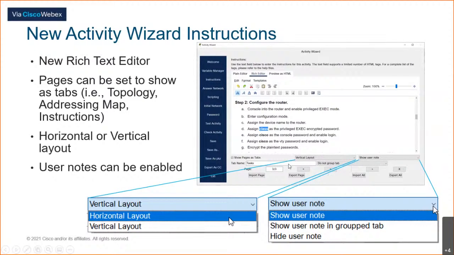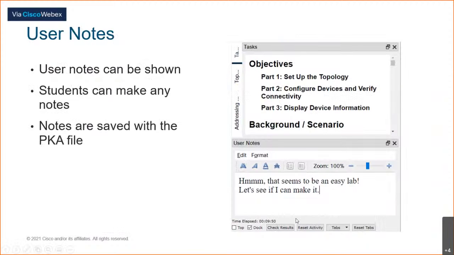And also another exciting feature, user notes. So user notes can be enabled over here in this switch box. If the option to show user notes is selected, then in this activity window for students, an additional tab is available, which is user notes. And in these notes, the learner can write any kind of notes. When they save this PKA file, these notes are saved within the file. And obviously, when the instructor opens this file to check the work, they will see the notes as well.